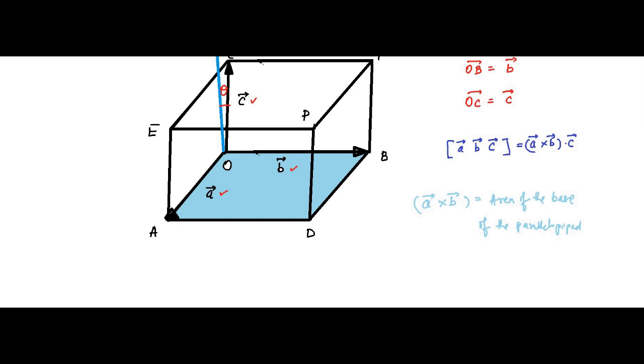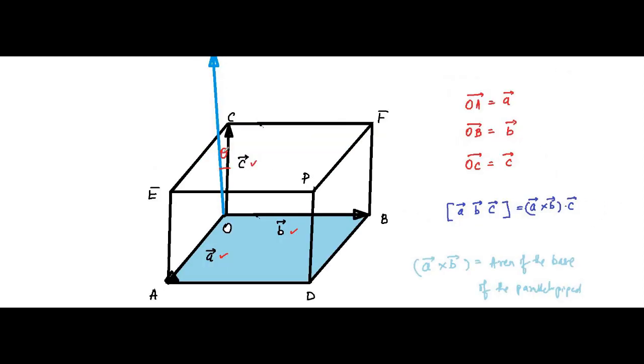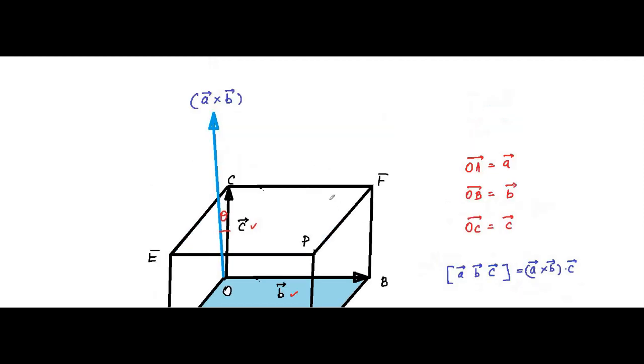Now here A vector cross B vector dot C vector is the modulus of A vector cross B vector, then the modulus of C vector, then cos theta. So here theta is the angle between the resultant cross product A vector cross B vector and the third coterminous edge of this structure, which is this here. Okay, this angle theta between A vector cross B vector and C vector.